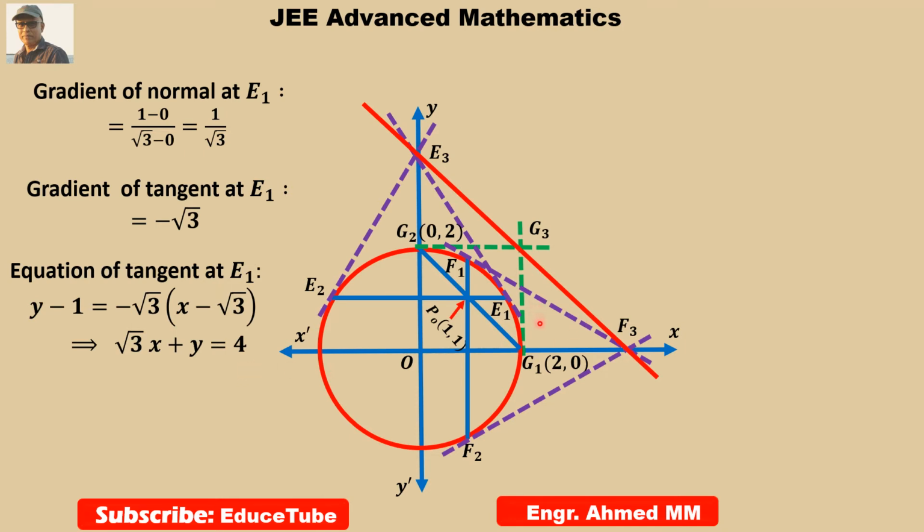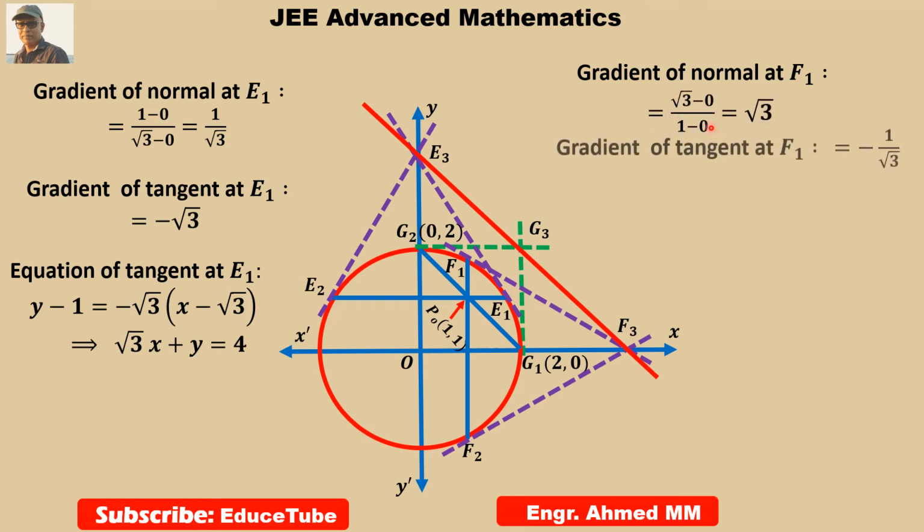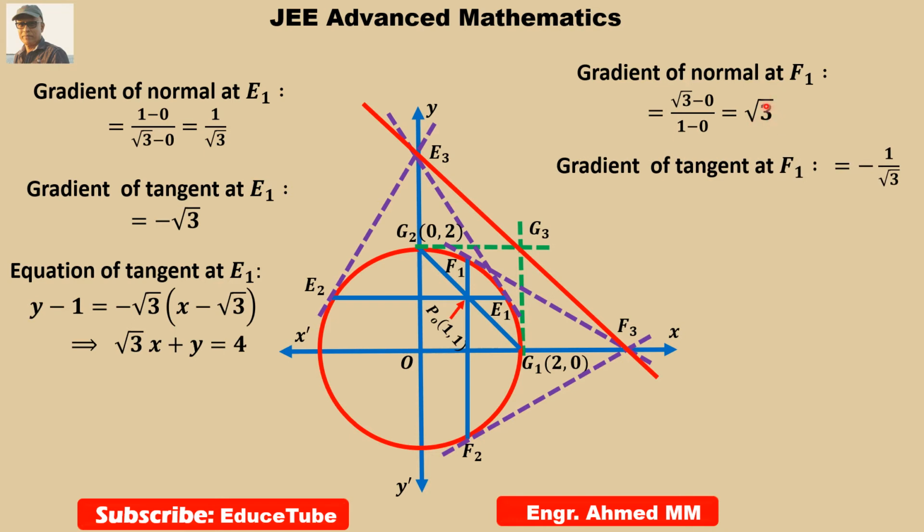Now we need to find the equations for this one. For f1, the gradient of normal at f1, same procedure we will follow, and we will write square root of 3 minus 0 divided by 1 minus 0, we get this. As we know, gradient of tangent times gradient of normal, multiplying result is minus 1. So surely now we can write the gradient of tangent will be minus 1 by square root of 3.